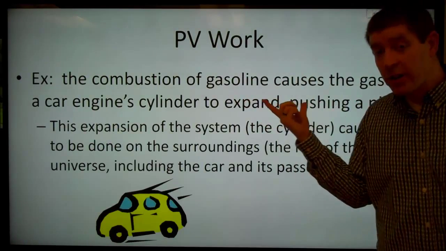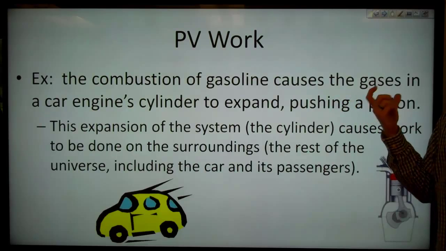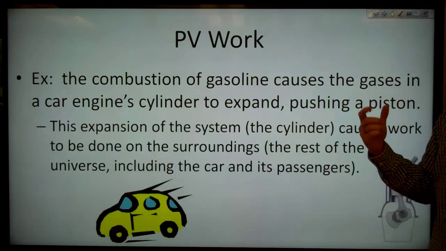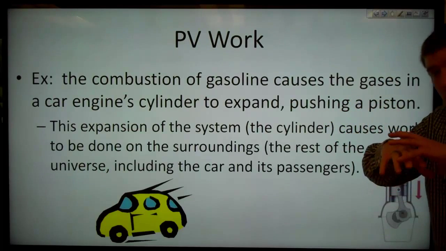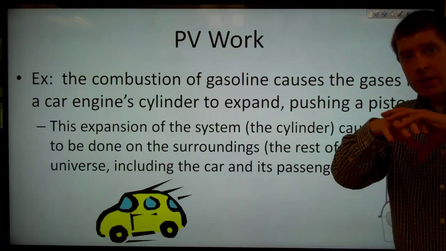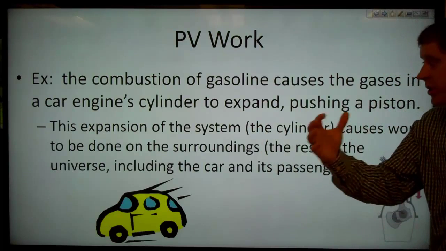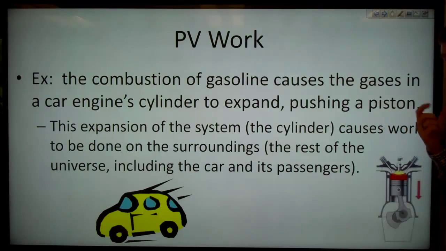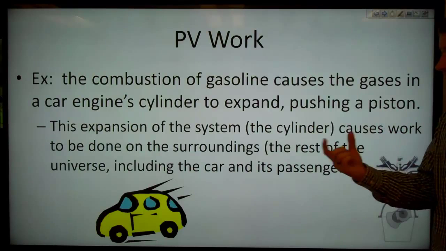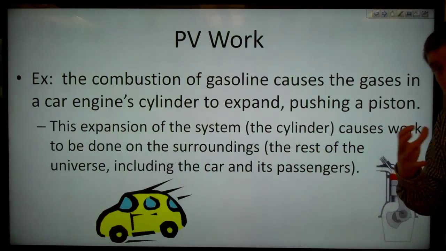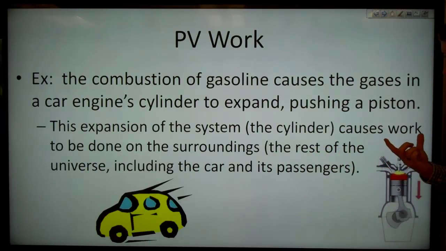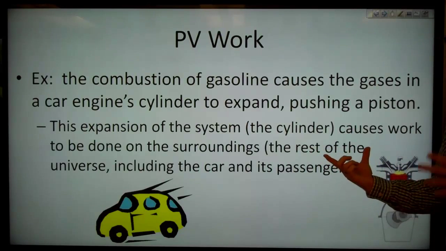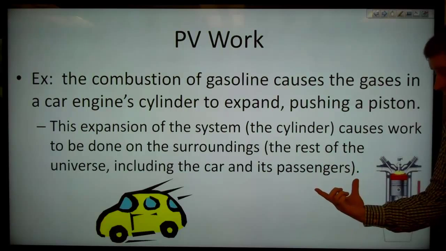So if you look at the combustion of gasoline in a car engine, in the car engine cylinder, when that gasoline combusts, it expands, that pushes the piston inside the cylinder. And this expansion of our system, the system is the cylinder here, this causes work to be done on the surroundings, the rest of the universe, including the car and its passengers.